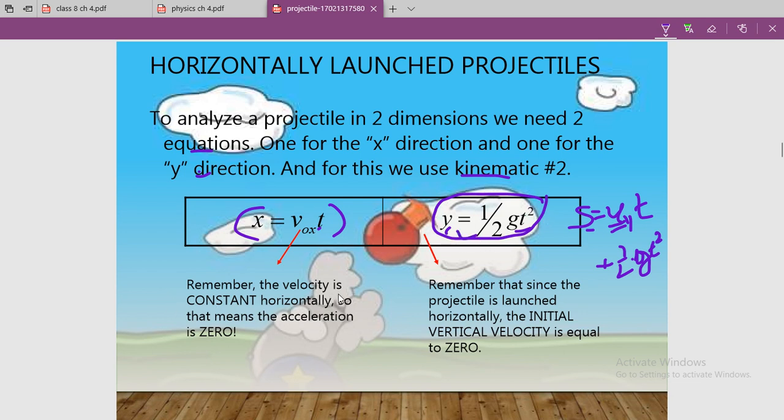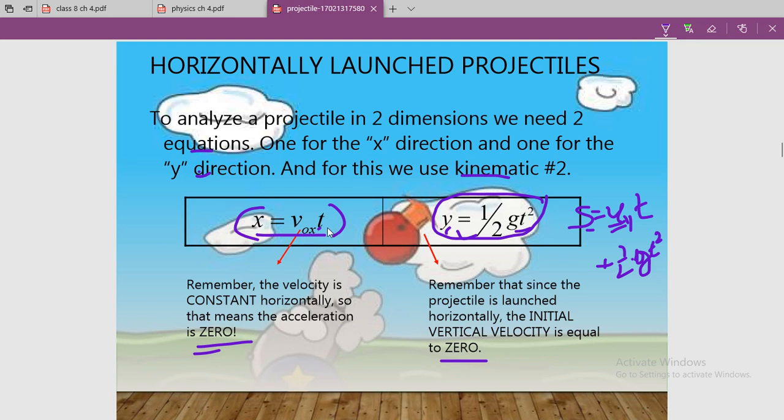So remember, the velocity is constant horizontally, so that means the acceleration is 0. Since acceleration is 0, we are using this formula. Similarly in this case, remember that since the projectile is launched horizontally, the initial vertical velocity is equal to 0. But the motion is accelerated under the effect of gravitational force, so the equation becomes y is equal to 1 by 2 gt square.